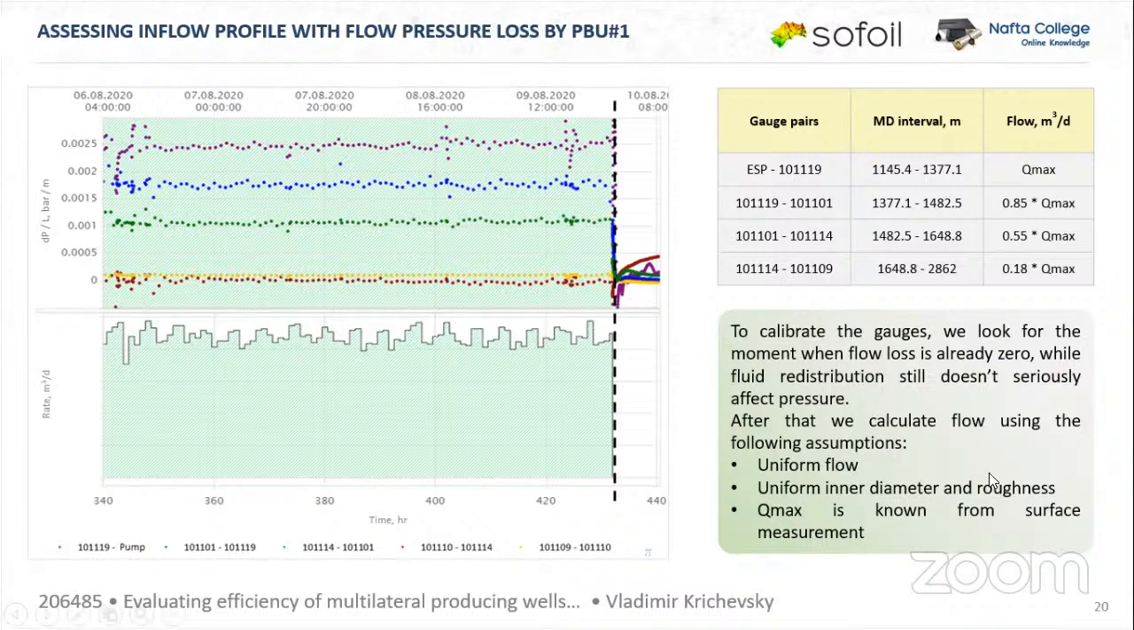So after that, the total flow is calculated under the following assumptions: uniform flow, uniform inner diameter and tubing roughness, and the flow rate is known from surface measurement. The calculation results are presented in the table. In this way, we see the contribution of each lateral to the total well flow rate.